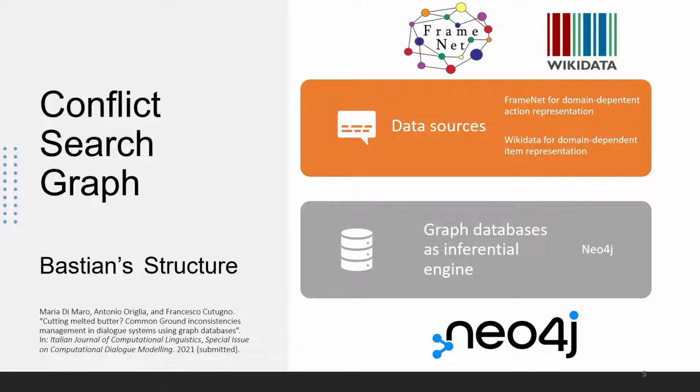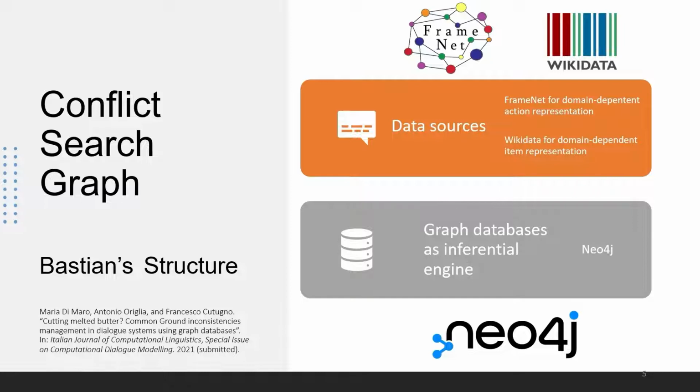But on the other end, we were also capable of representing the domain, which was used to also find possible conflicts within the interaction itself. To do that, we used different sources. First of all, we have FrameNet for domain-dependent action representation. This means that each action was semantically represented using the frames as they were represented in FrameNet. And on the other end, we also used Wikidata for the representation of the items used in this specific domain, which was the cooking domain.